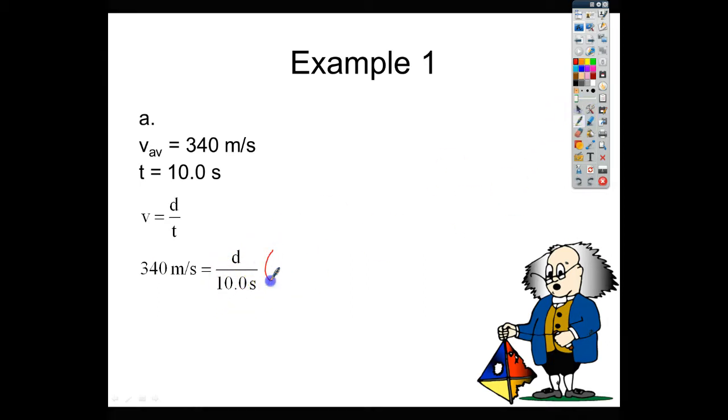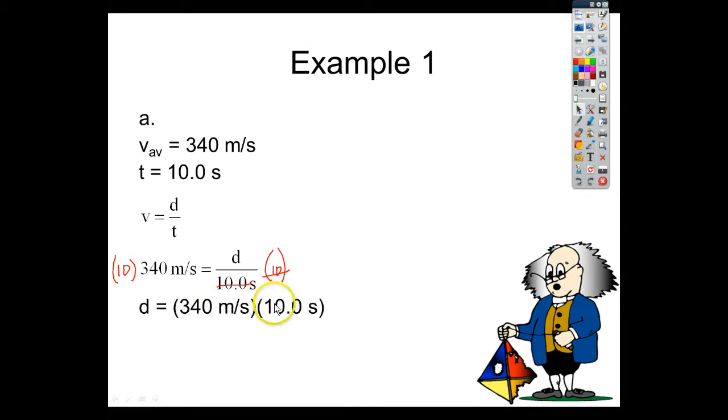All we do is just multiply both sides by 10, so just really basic math here. That will make the 10s go away, and at that point, we'll end up with 340 times 10, so you'll just notice that it's just flipped the other way. It doesn't really matter. That would be 3,400 meters.